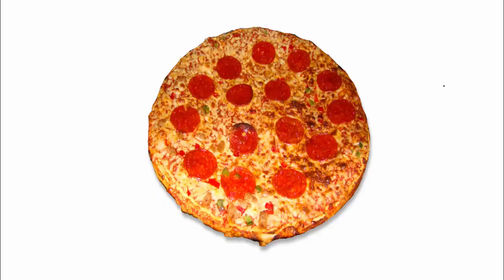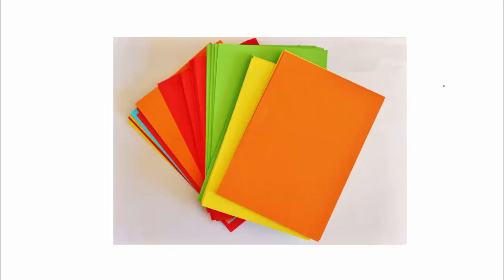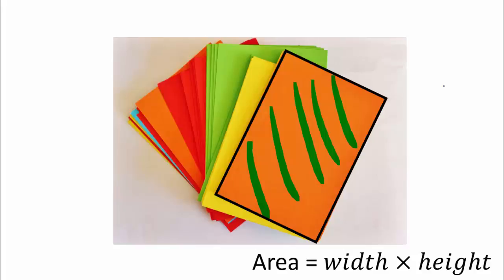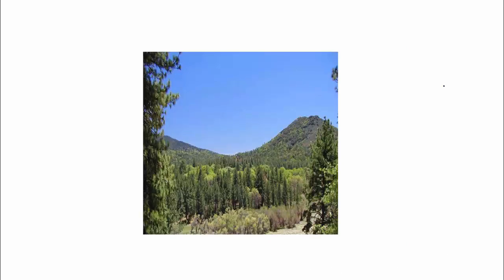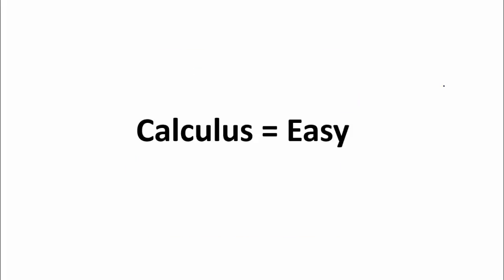If you want to find the area of a pizza, you can use the equation area is pi r squared. If you want to find an area of a rectangular paper, you can use the equation area is width times height. But if you want to find the area of something more complex, like the cross section of this mountain when it's cut by a vertical plane, then you're gonna need calculus. So is any of this hard? No, as I'm about to show you, calculus is very easy to understand.